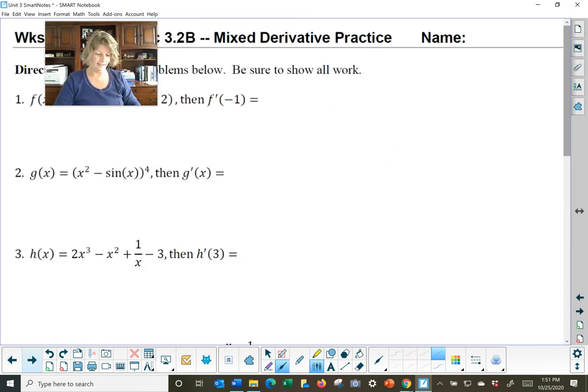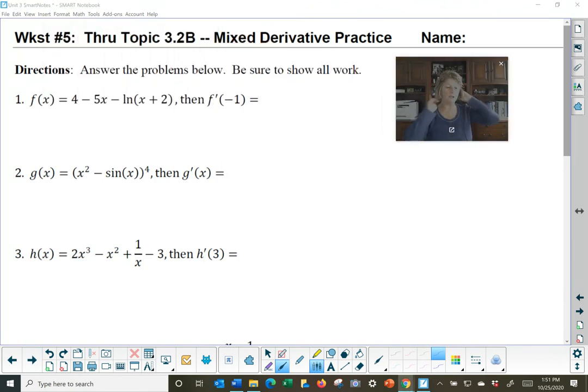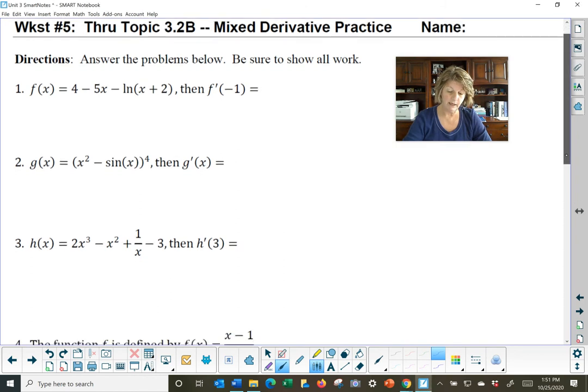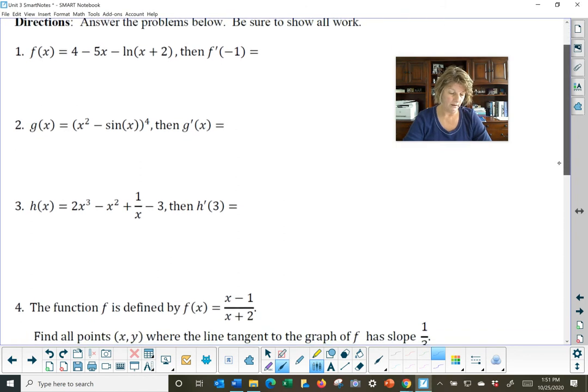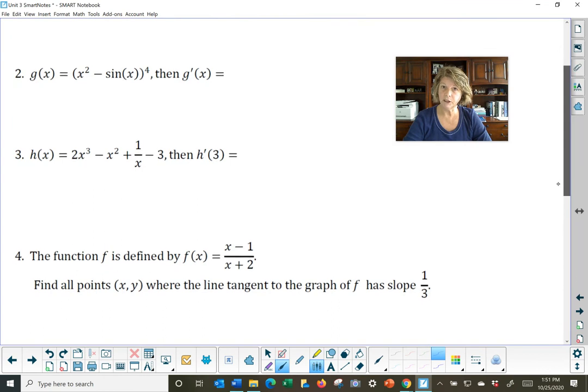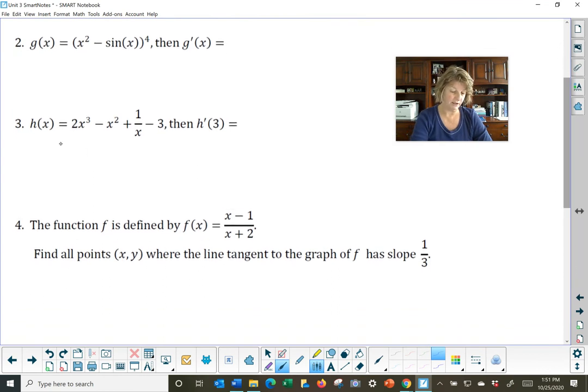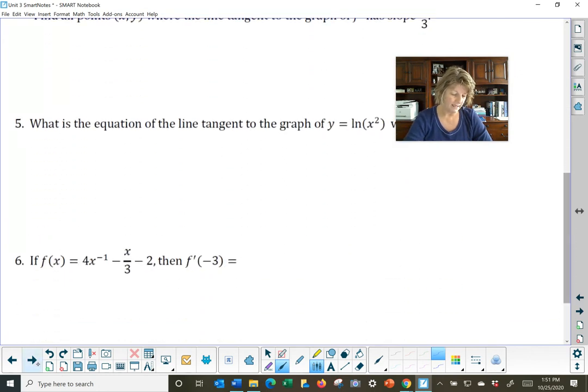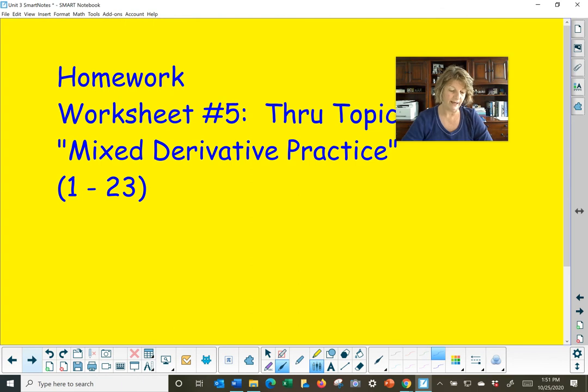Oh, that's it. Yay. Okay, so your worksheet is a mixed derivative practice, so it's not going to be all just logarithmic differentiation or even implicit differentiation, because I don't see any implicit going on there. It's just going to be nice, good old power rules and things like that, quotient rules. So it is kind of a nice mixed bag for you. Good luck.